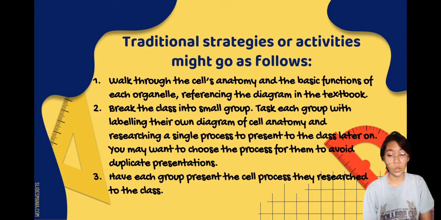First, walk through the cell's anatomy and the basic functions of each organelle, referencing the diagram in the textbook. Second, break the class into small groups. Task each group with labeling their own diagram of cell anatomy and researching a single process to present to the class later on. You may want to choose the process for them to avoid duplicate presentations. Have each group present the cell process they researched to the class.